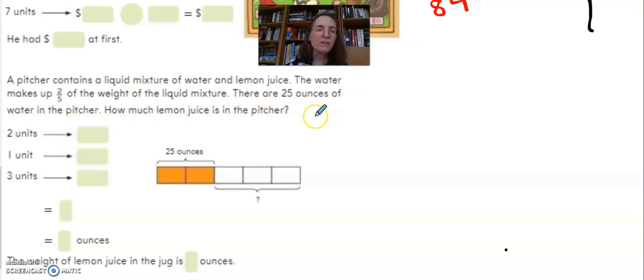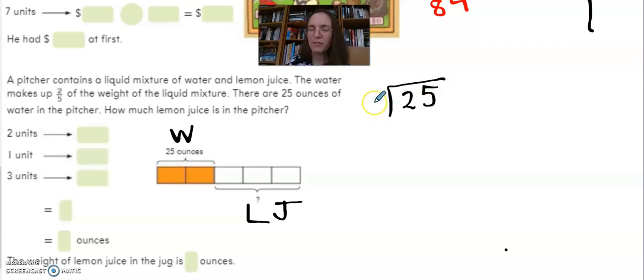My friends, here's the mistake I made the last 2 times I recorded this. I didn't label this, and I should have. These 2 boxes are the water, and these 2 boxes represent the lemon juice. So I have 25 ounces, and to figure out the unit fraction, I'm going to need to divide 25 by 2. And that may feel a little squidgy to you because 25 is not an even number. We're going to have a remainder here. Let's see how we can handle this.